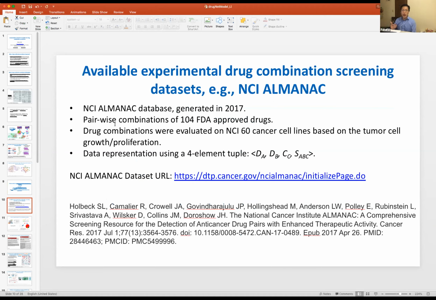Of course, if you want to train the model, you have to use some existing label data to guide the training of your model. So this is one example. There are a few data sets available in terms of experimental drug combination screening. This is one interesting data set, NCI ALMANAC. It was generated in 2017, and it has pairwise drug combination screening data of over 100 FDA-approved drugs. Drug combinations were evaluated on 60 cancer cell lines, the NCI-60 cancer lines, including multiple cancer subtypes. So this is a very good resource to train and test a model.